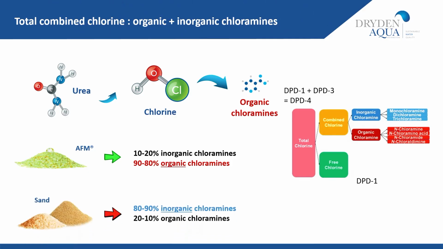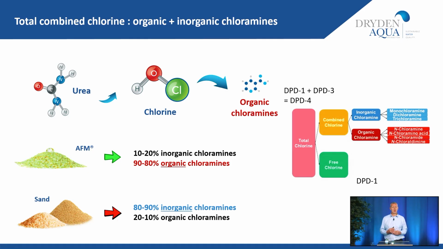When we have bacteria in the system, i.e. in a sand system, we've got a lot of bacteria, so a lot of that urea is consumed by the bacteria and metabolized into ammonia. That ammonia then reacts with the chlorine to create inorganic chloramines. When we add DPD number 3 to our DPD number 1 test to give us our total chlorine, this is showing up all of these organics and inorganics. It doesn't differentiate between the two. So sometimes it needs to be dealt with.